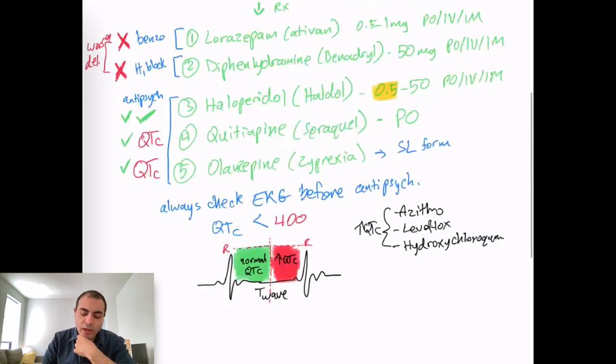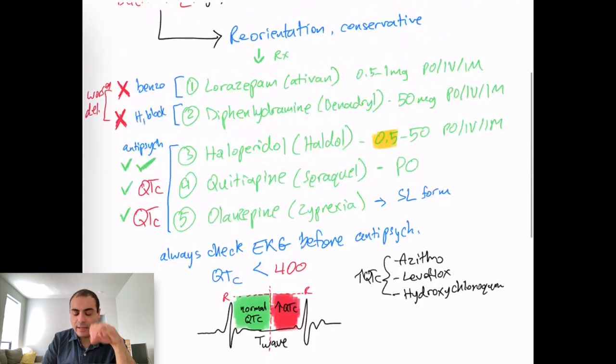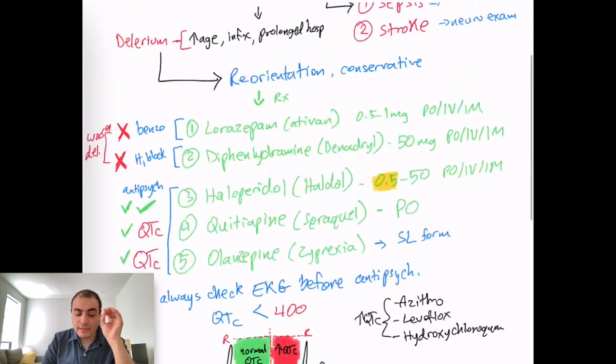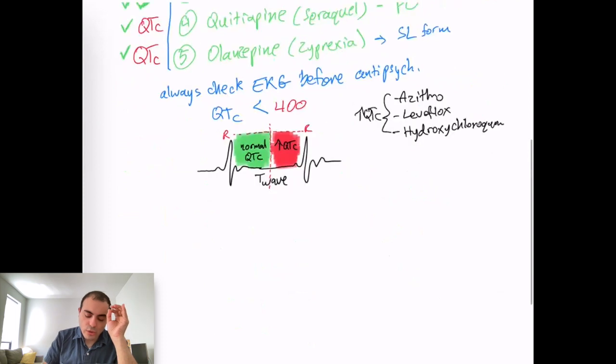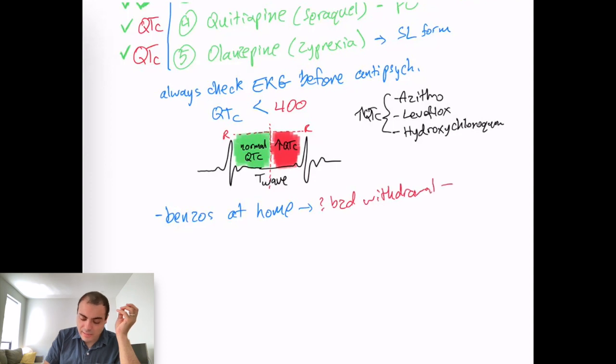The other thing, by the way, the other thing you might miss if the patient is agitated is it could be delirium, but also they could be taking benzos at home. So check if they're taking benzos at home, then they might have benzodiazepine withdrawal, which is similar to alcohol withdrawal. And in this setting, you give benzos. Okay? So this is very important.